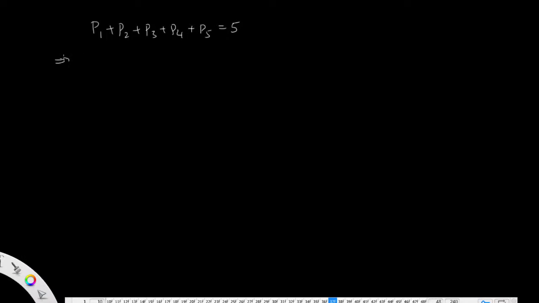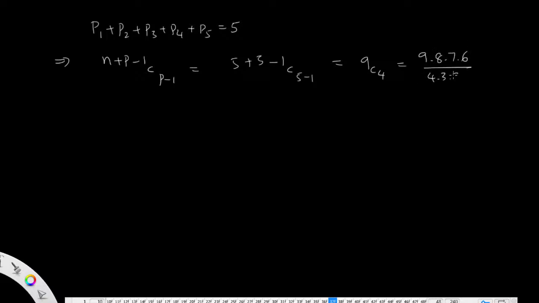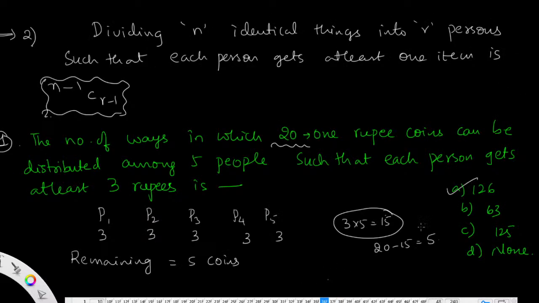So the formula is what? N plus P minus 1 C P minus 1. In this way, number of persons are 5, distributed 5 rupees, 5 plus 5 minus 1 C 5 minus 1, which is equal to how much? 9C4. 9C4 can be written as 9 into 8 into 7 into 6 divided by 4 into 3 into 2 into 1. 4 2s are 8, 3 3s are 9, then 42 into 3, that is 126. So the answer is 126, therefore it is the first option.